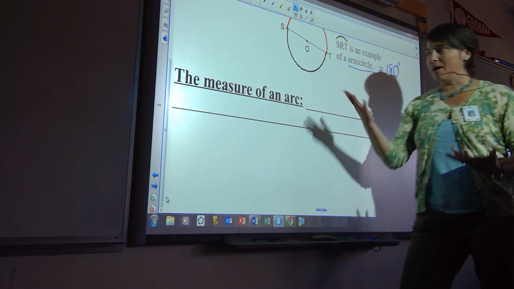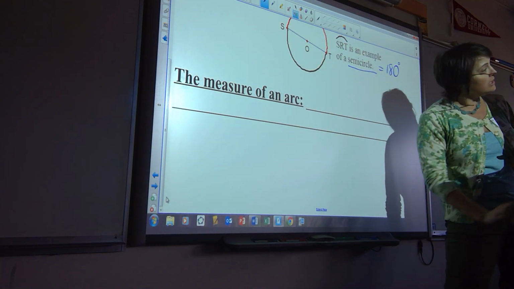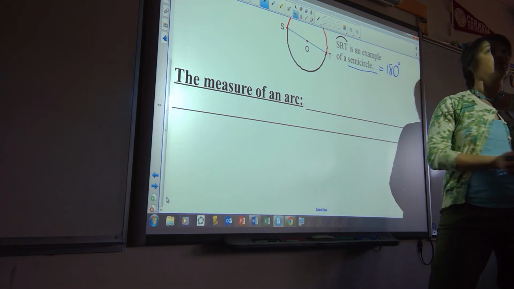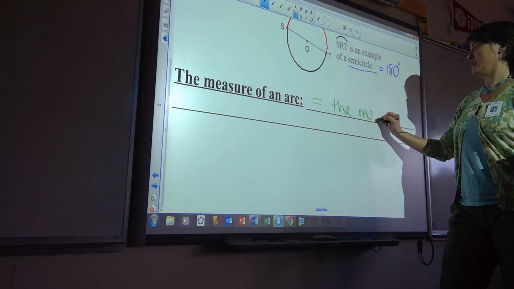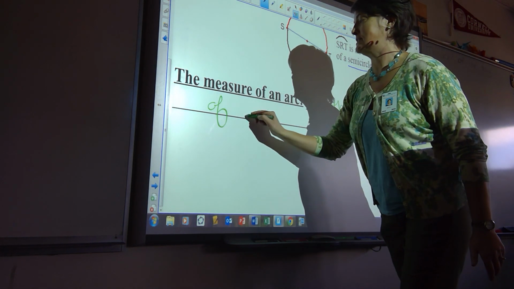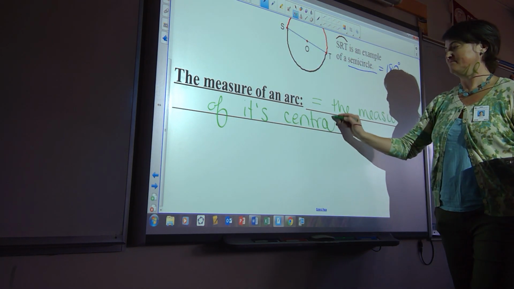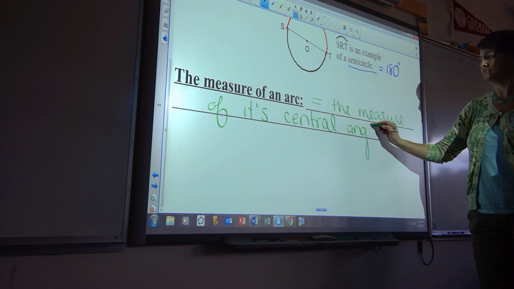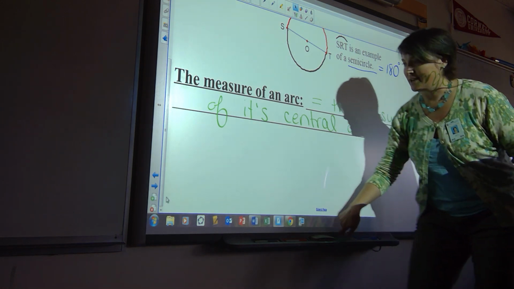All right. So you've already sort of seen me do this, but the measure of the arc is equal to the measure of its central angle. The math here is not particularly hard. Everything always adds up to 360.